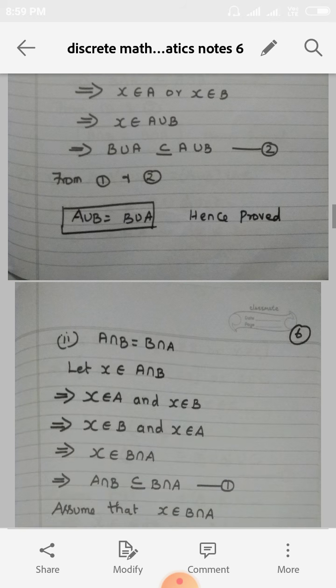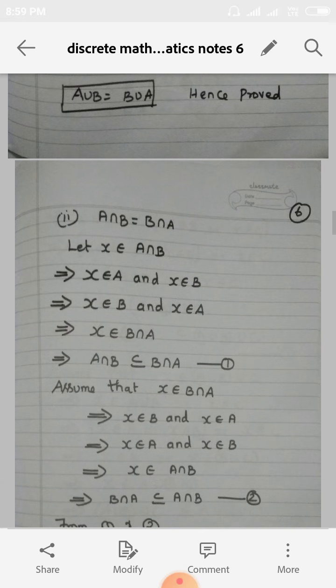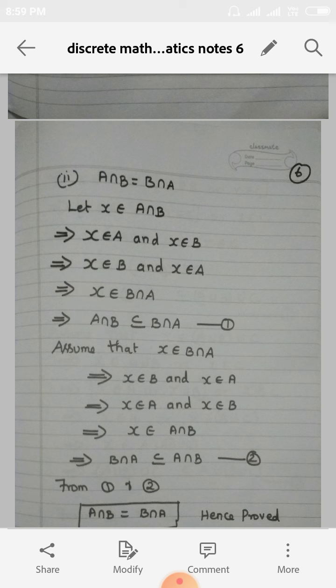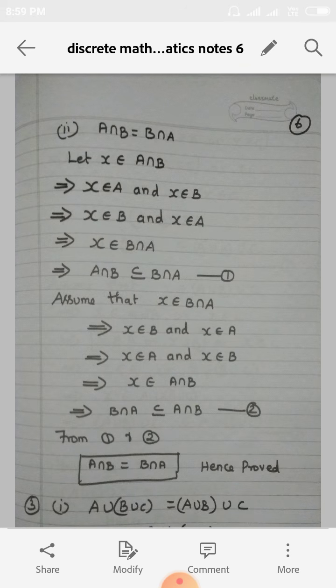See the next one, the second case. You have to prove the intersection part: A intersection B is equal to B intersection A. First take the left hand side. What is the left hand side? A intersection B. So X belongs to A intersection B. This implies X belongs to A and X belongs to B. It can be written as X belongs to B and X belongs to A. So X belongs to B intersection A. This implies A intersection B contains or equal to B intersection A. So mark it as equation number 1.